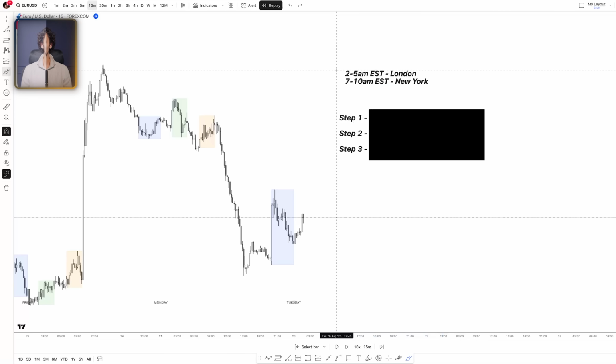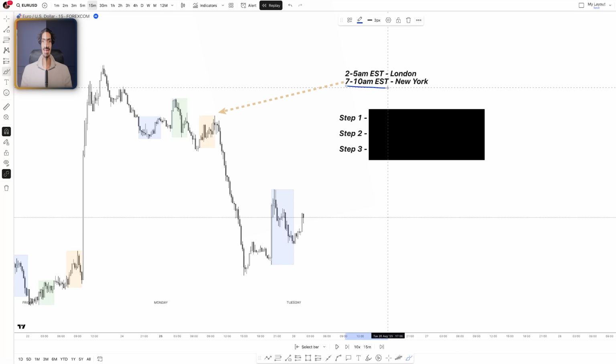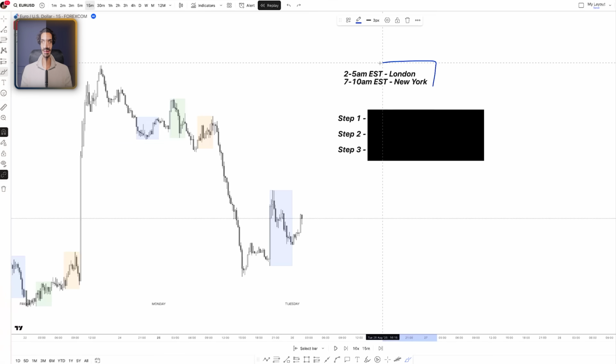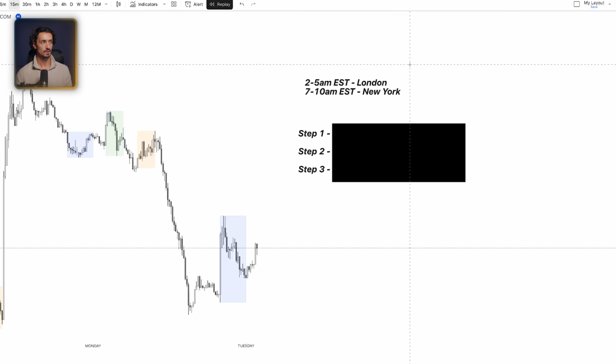Now, this strategy can be understood in 3 simple steps. The first thing that you need to understand is there are 2 time windows to trade this strategy. The first time window is our 2 to 5 a.m. Eastern Standard Time. That is our London window. The second one is the 7 to 10 a.m. Eastern Standard Time window. It's going to be our New York session. This is the time that this strategy has been proven and tested with.